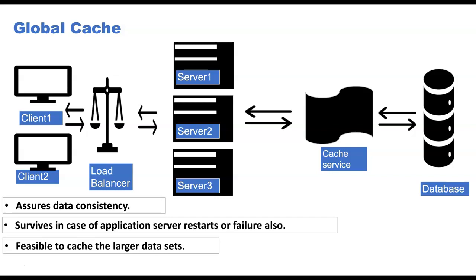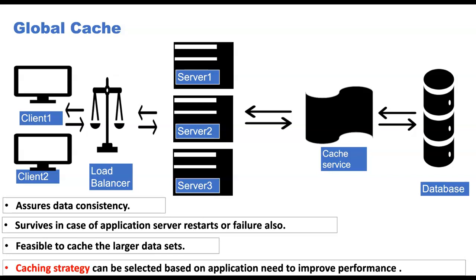And it's feasible to store larger data sets in the cache service. Because it's a separate service, there is no memory limit. We can extend the memory capabilities of the cache service, so we can cache larger data sets as well. And also we can select the caching strategy, which we'll talk about in the next video session. We can use different caching strategies based on our application needs. Caching strategies we can detail out in the next video.